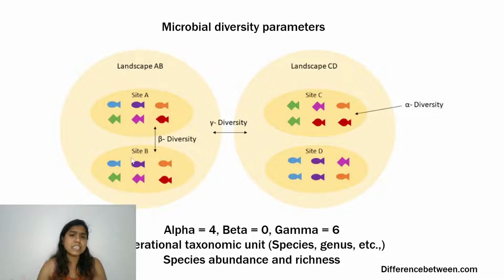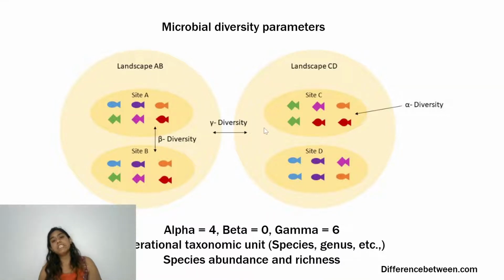This is just like A intersection B or A union B that we do mathematically. So everything that is unique in these two sites, as well as something that is present in both regions taken once, will give us beta diversity. In this particular example, the beta diversity of site A and site B is 0 because they have everything very similar. And what is the gamma diversity?